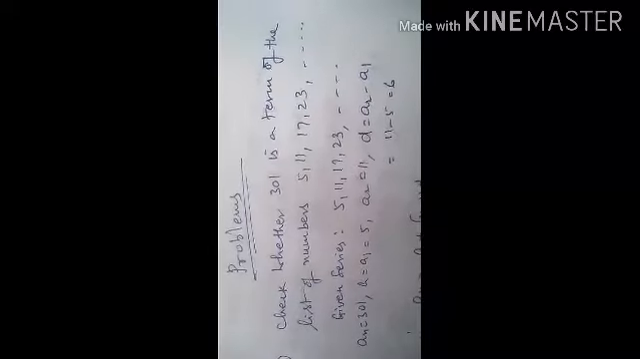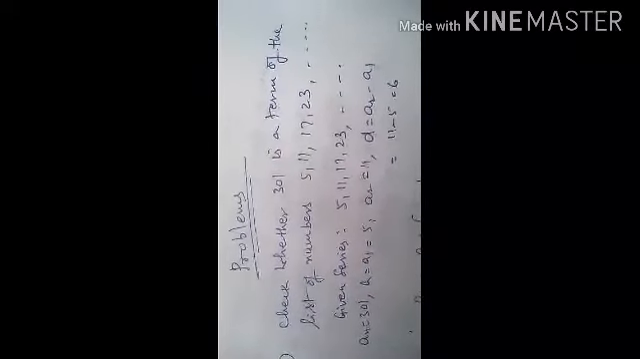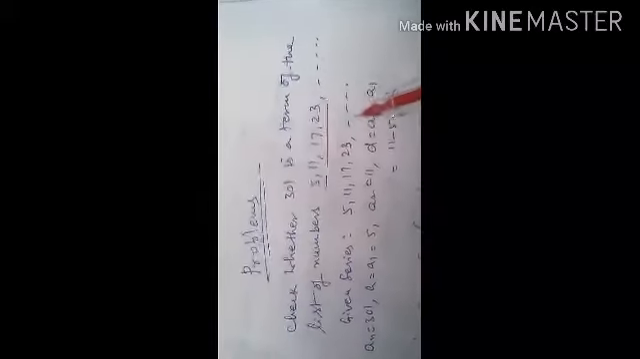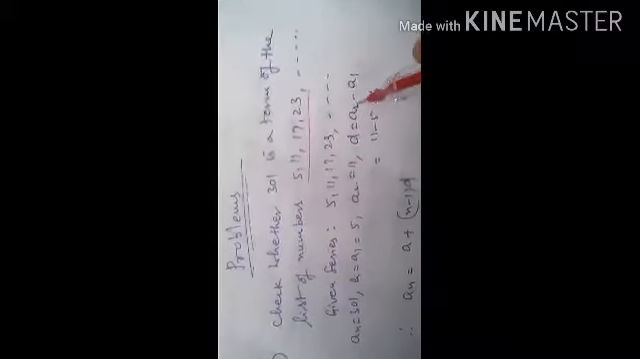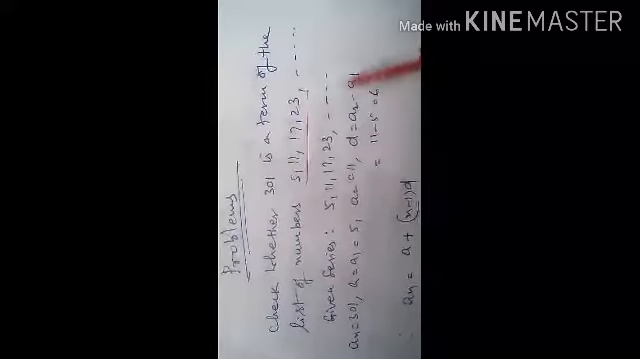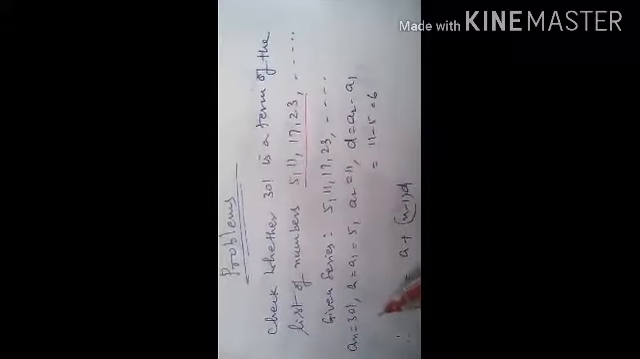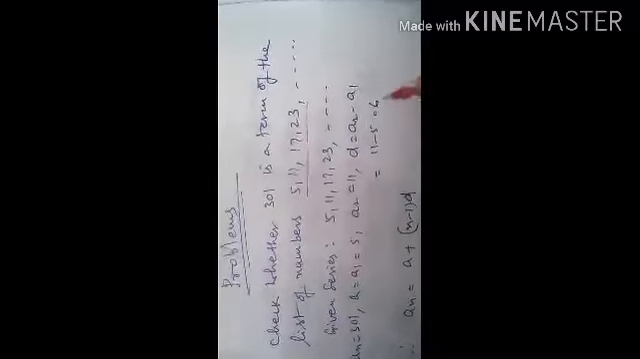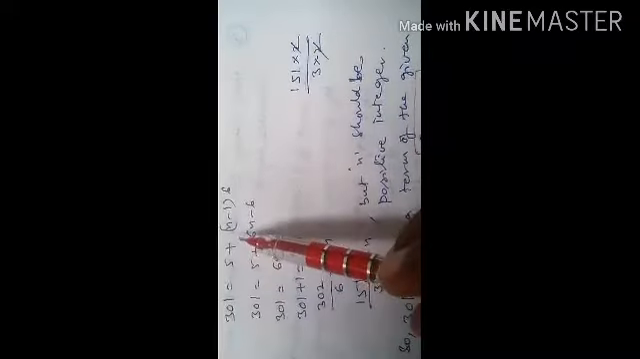Check whether 301 is a term of a list of numbers. So the given numbers are 5, 11, 17, 23 and so on. So the given series is like this. an is equal to 301, a is equal to 5, a2 is equal to 11. We find the common difference is equal to 6. Now substituting the values in the nth term of an AP. So 301 is equal to 5 plus (n minus 1) into 6.